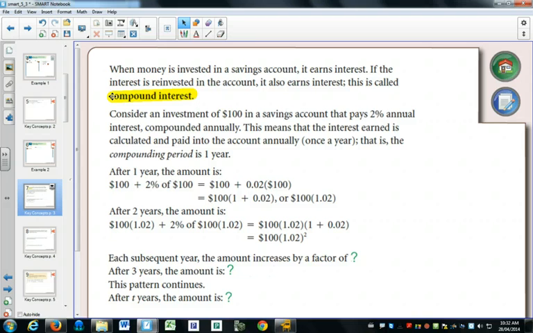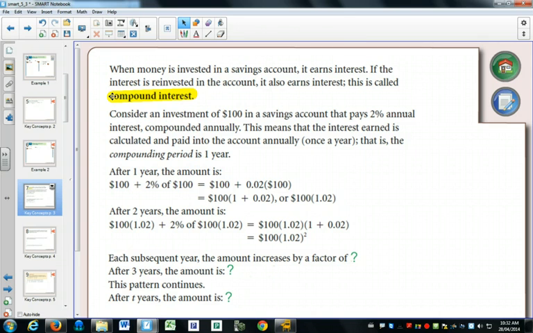If it was compounded monthly or compounded twice a year, they would figure out at the end of every month how much interest they would give you and pay you at the end of the month. So compounded annually doesn't happen very often. So at the end of the year, they say, well, 2% of 100 is $2, so we're going to give you an extra $2, and you're going to end up with $102.